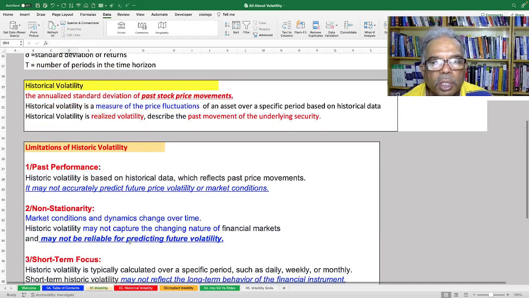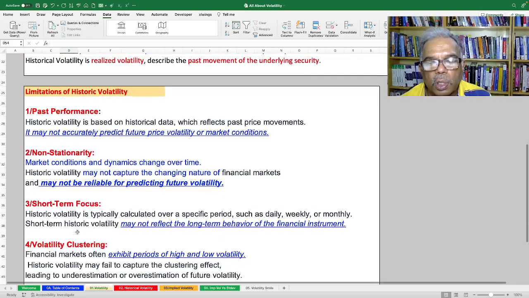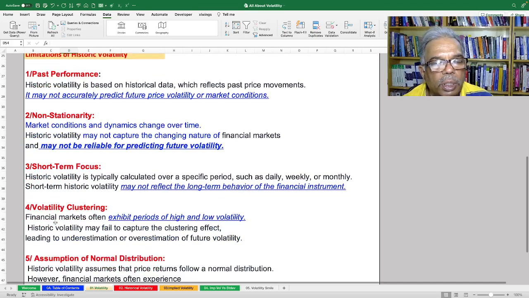There are some limitations to historical volatility. Historical volatility gives information about the past performance. The past performance may not accurately predict the future price volatility. Non-stationarity: market conditions and dynamics change over time, so historical volatility may not capture the changing nature of the financial markets. It's a short-term focus. Historical volatility is typically calculated over a specific period, such as daily, weekly, or monthly. That means it may not reflect the long-term behavior of the financial instrument.